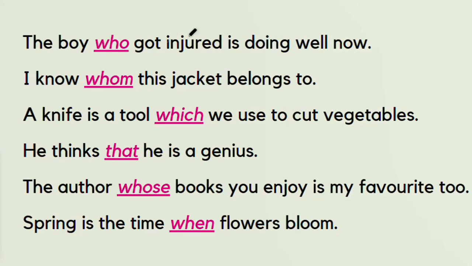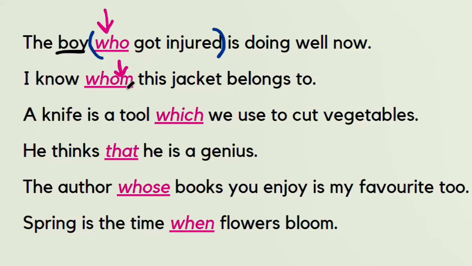The boy who got injured is doing well now. Boy is our noun here. And this clause, who got injured, is actually telling us something about the boy. So this is our adjectival clause or relative clause. And this word who at the beginning of the clause is actually our relative pronoun because it is linking the boy to this thing, got injured. Okay. In the second example, we have I know whom this jacket belongs to. Whom is a relative pronoun.